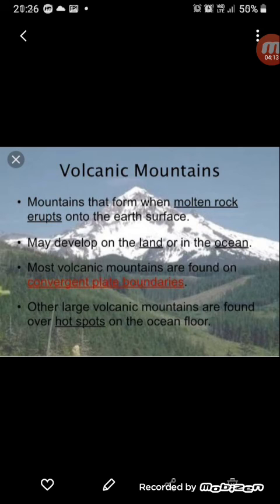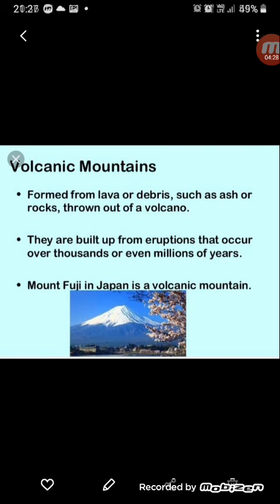Now most volcanic mountains are found on the convergent plate boundaries. That means where two plates are colliding with each other. Other large volcanic mountains are found over the hotspots on the ocean floors itself. Volcanic mountains are formed from lava or debris such as ash or rocks which are thrown out of the volcano. They are built up from eruptions that occur over thousands and millions of years. Mount Fuji in Japan is a volcanic mountain.